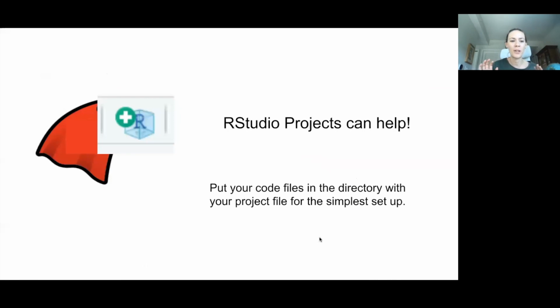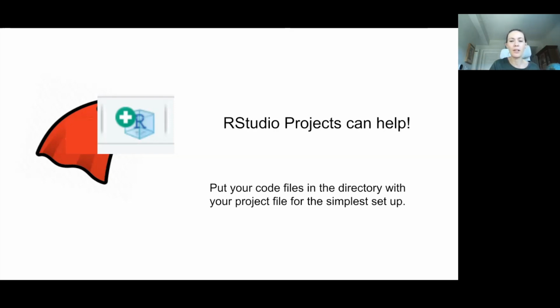But our RStudio projects can be super helpful for this because they allow for files to just be found relative to this file. And so if you put your code files where your project file is, that's the simplest. In fact, if you also put your data files not in a subdirectory, but just right in there with your project file, then you don't have to write any sort of path. You can just say the name of the file.